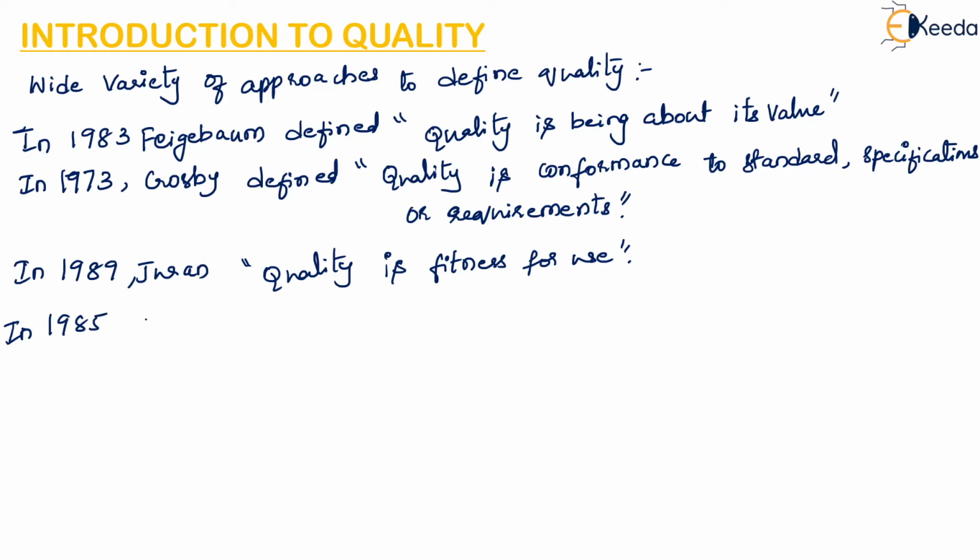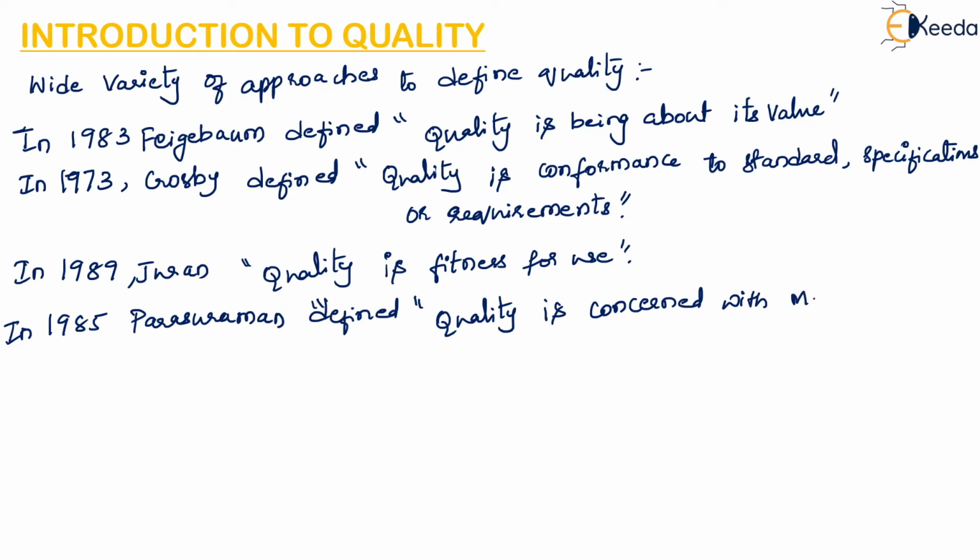In 1985, Parasuraman defined quality as being concerned with meeting or exceeding customer expectation. So if the expectation of the customer have been met, or they are exceeding the customer expectation, then he said it is a good quality product. So quality is concerned with meeting or exceeding, so above what they expect.